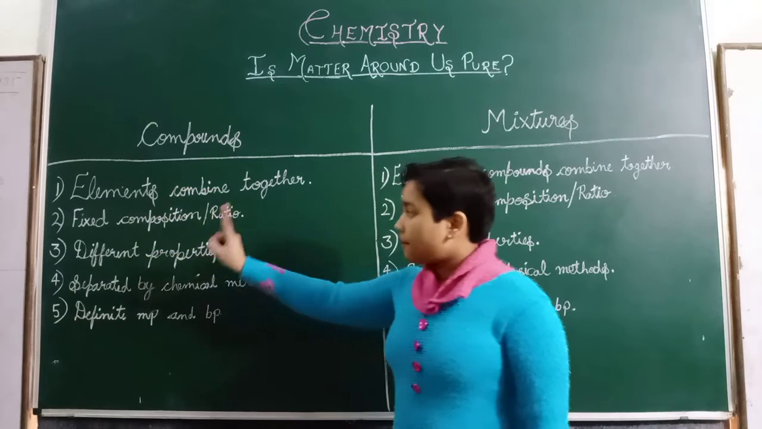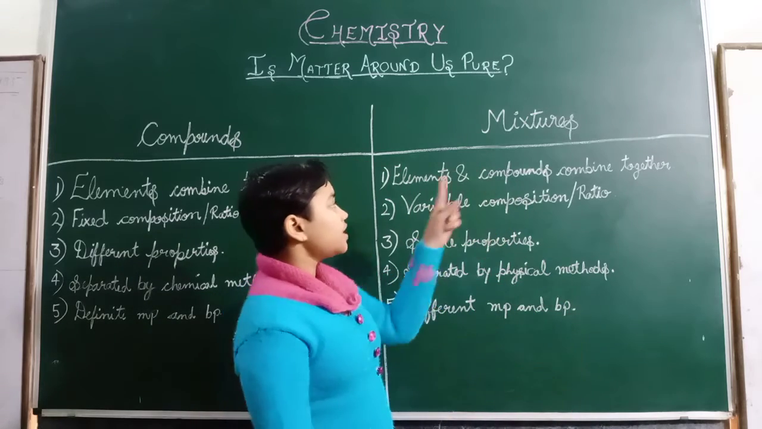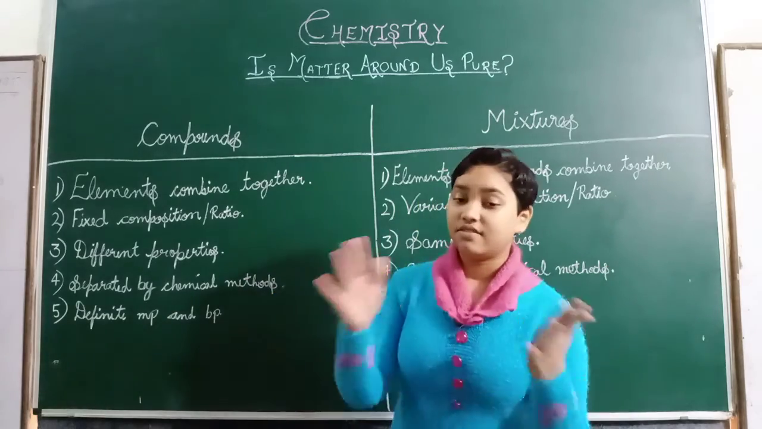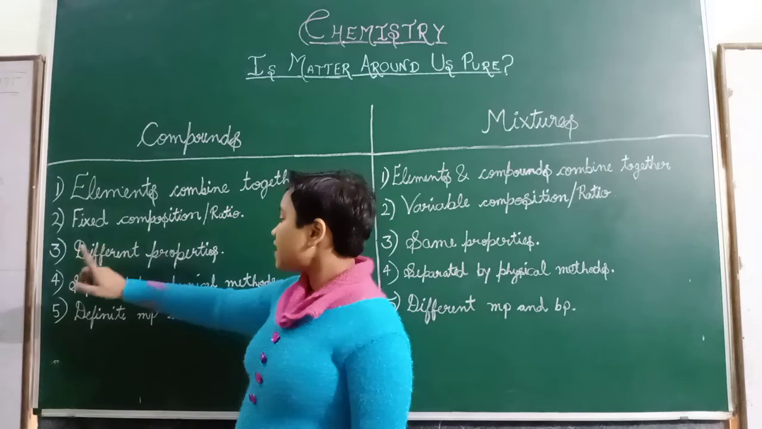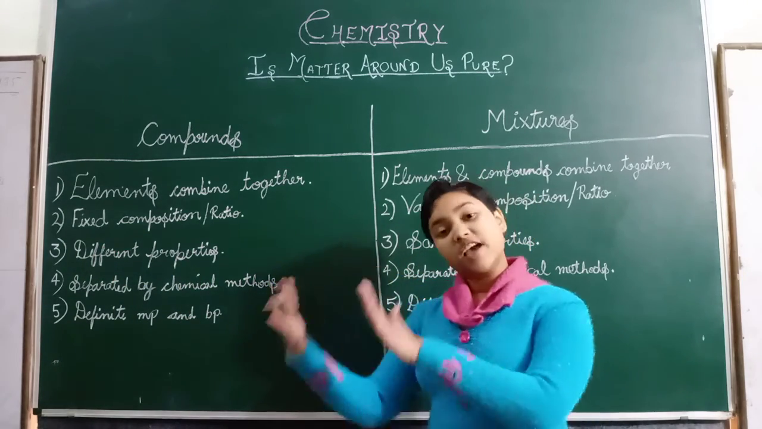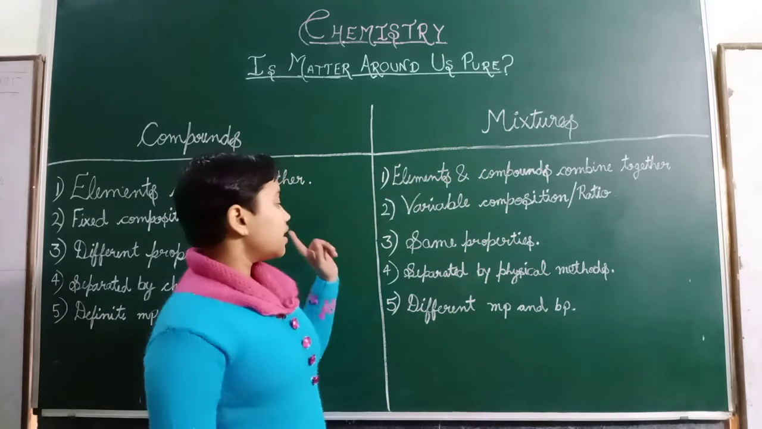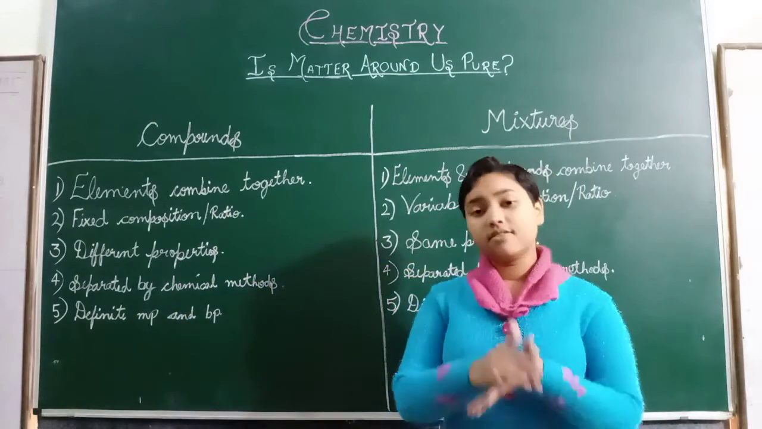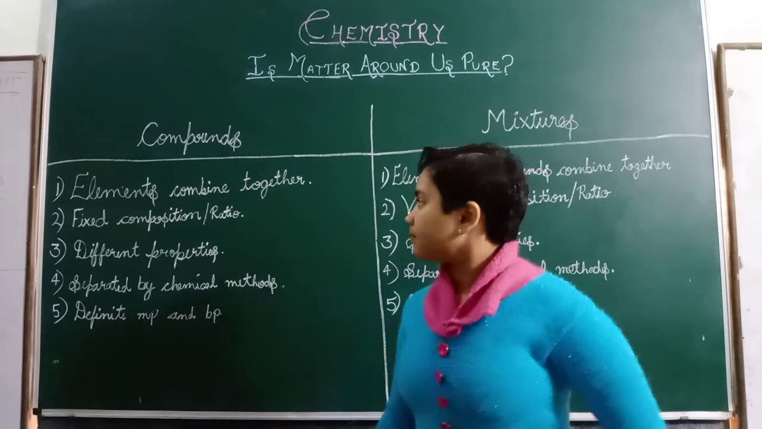Compounds have a definite composition or ratio. But mixtures have a variable composition and ratio. Now, compounds have different properties from elements. The properties which elements have, the compounds do not have. But mixtures have the same properties. The same properties which elements and compounds have, the mixture will also carry.